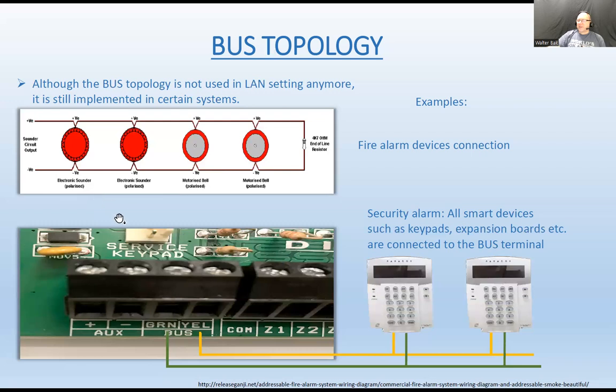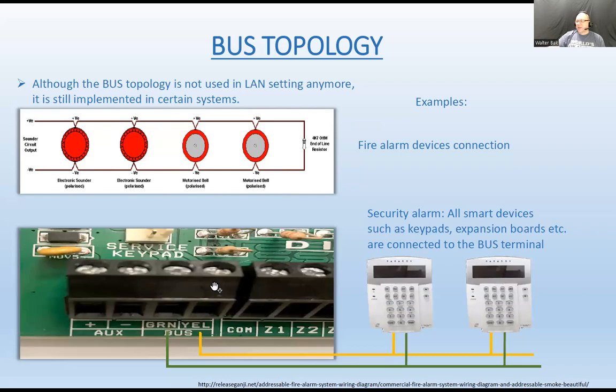So if there is a fire condition, for example, let's say this thing here detects smoke, it's going to close the circuit, so produce a dead short across that. So the zone is going to see a dead short and it's going to go into alarm condition. So here's an example of a bus configuration, bus connection, but it's a very simplistic one.